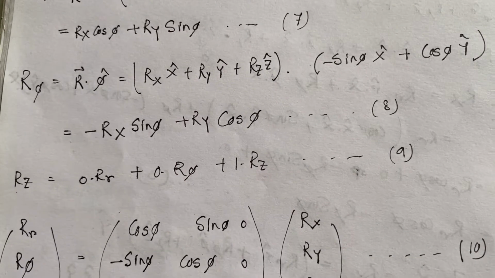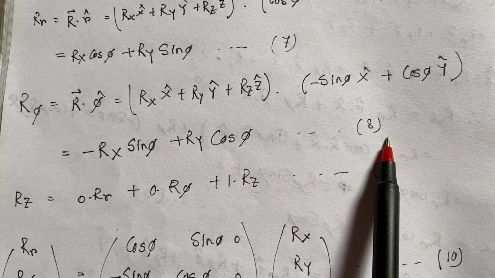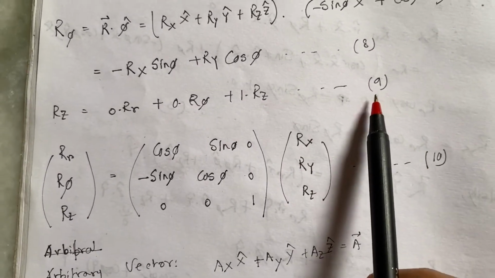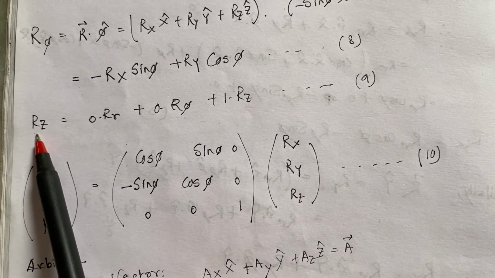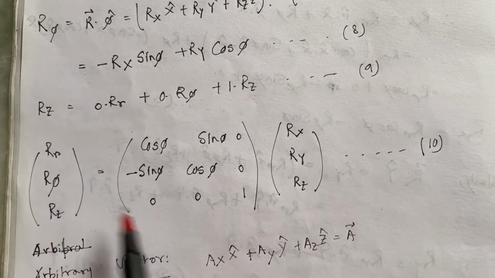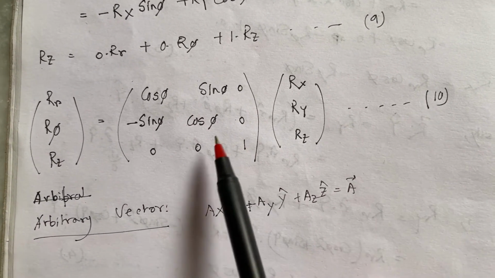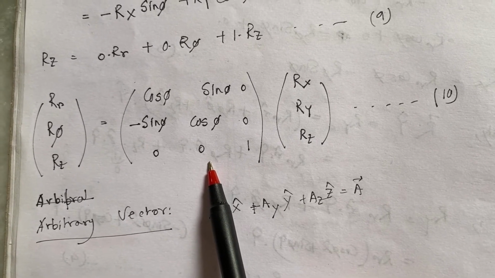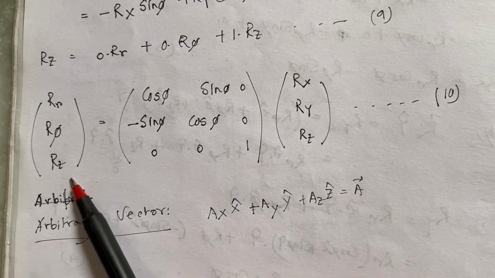Similarly, we have found R phi also, and this is equation 8. And similarly, we have written equation 9, which tells us basically the z component of R, and I have constructed this equation 10, which contains the transformation matrix from rectangular Cartesian coordinate system to cylindrical coordinate system.